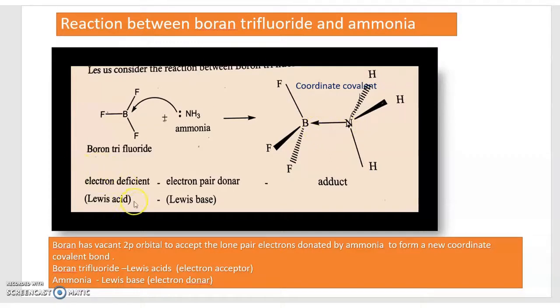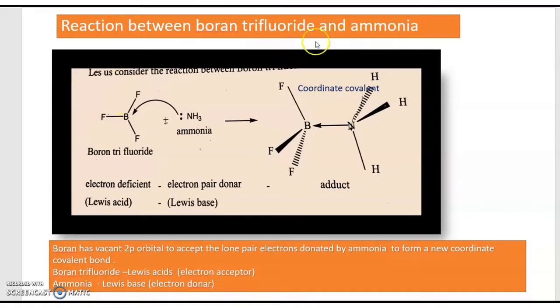So why is it called electron deficient? Boron trifluoride has a vacant 2p orbital to accept the lone pair of electrons donated by ammonia. Boron trifluoride has only 6 electrons in the outer shell, so the electrons are donated into the vacant orbital. In the reaction between boron trifluoride and ammonia, ammonia donates a pair of electrons and boron accepts a pair of electrons. So boron trifluoride is the Lewis acid and ammonia is the Lewis base.